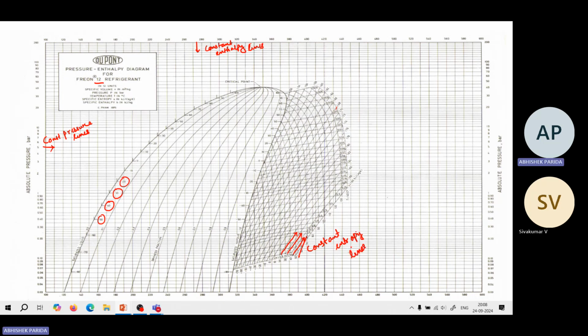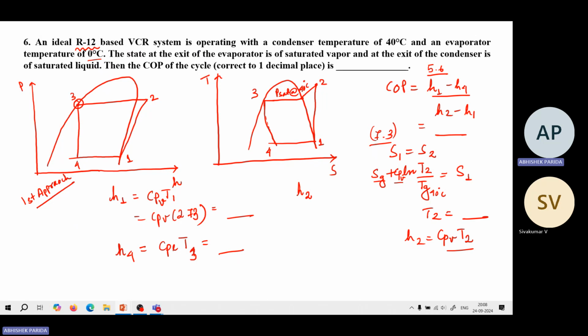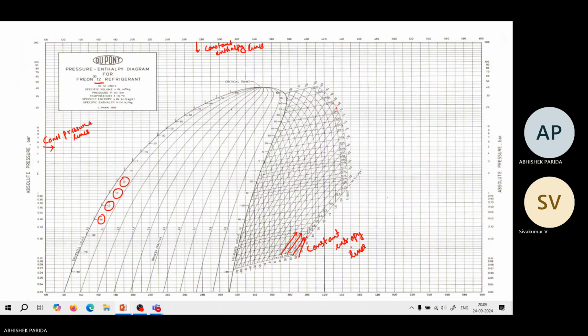Why this is easier, you should just see. What are the temperatures that we are handling? That is 40 degrees Celsius and 0 degrees Celsius. Let us say this is 40 degrees Celsius. You need to draw a straight line on this chart, somewhat like this. This is the condenser line. Then the evaporator line is 0 degrees Celsius. This is the 0 degree Celsius.